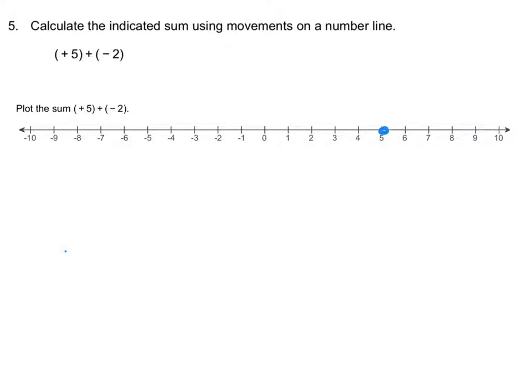And positive 5 is right here. Remember that all of the positive numbers are to the right of the 0, and all of the negative numbers are to the left of the 0. Now that we found positive 5, I'm going to add a negative 2 to it. So that means I'm going to move to the left 2 places, because negative movements are indicated by moving left on the number line.